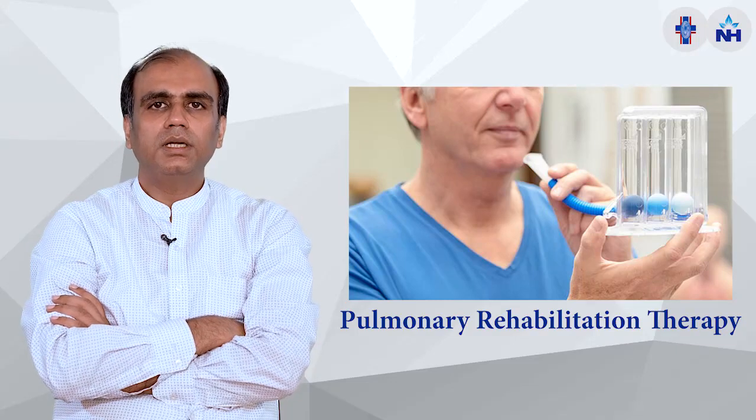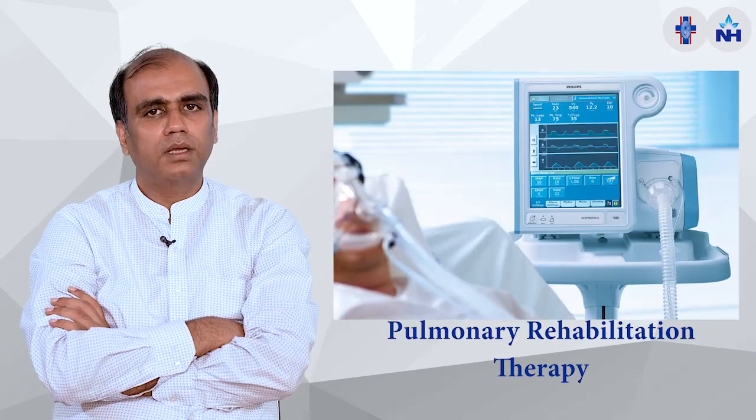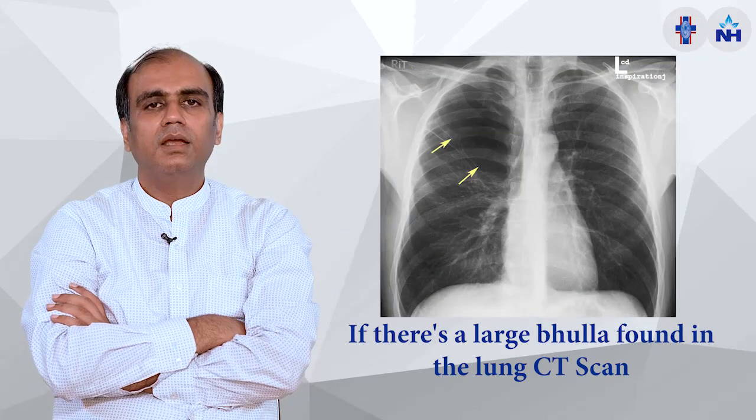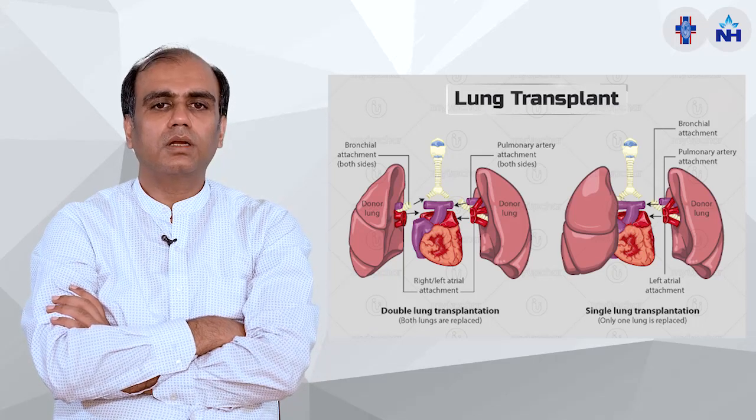In the remission phase, we have to ask the patient to do pulmonary rehabilitation, and simultaneously to take regular vaccinations also. In rare cases, when the patient is not responding to treatment, we have to ask the patient to go on oxygen therapy. In a CT scan, if there is a large bulla, we have to advise the patient for lung surgery also. In advanced cases, we have to advise lung transplant also.